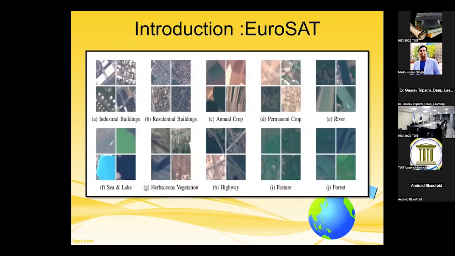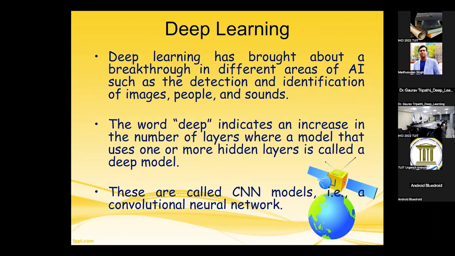Now see, EuroSAT has these particular classes: industrial buildings, residential buildings, annual crop, permanent crop, river, sea and lake, herbaceous vegetation, highway, pasture and forest. This was the introduction of EuroSAT, which gives us the abstract object on a large patch of satellite images.